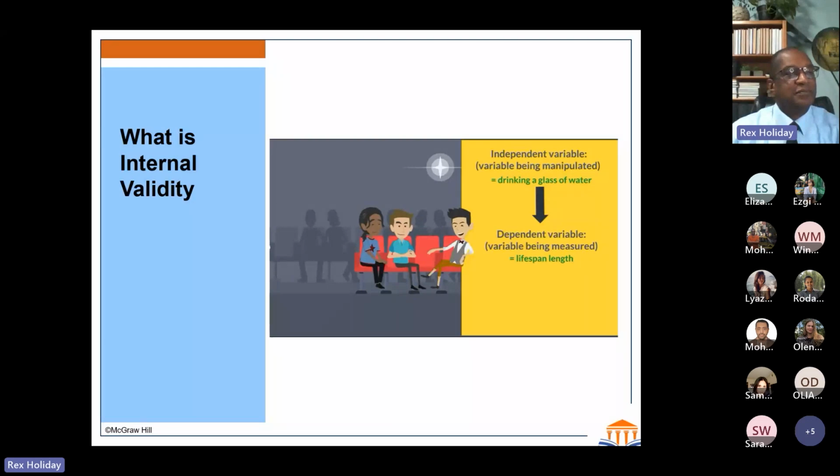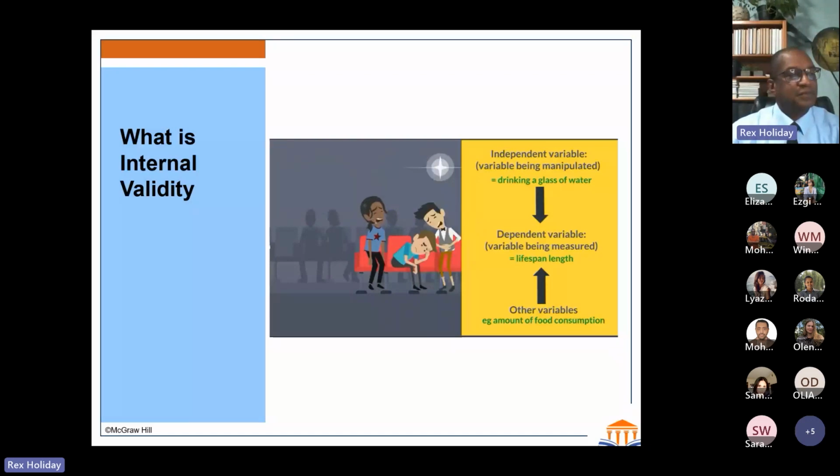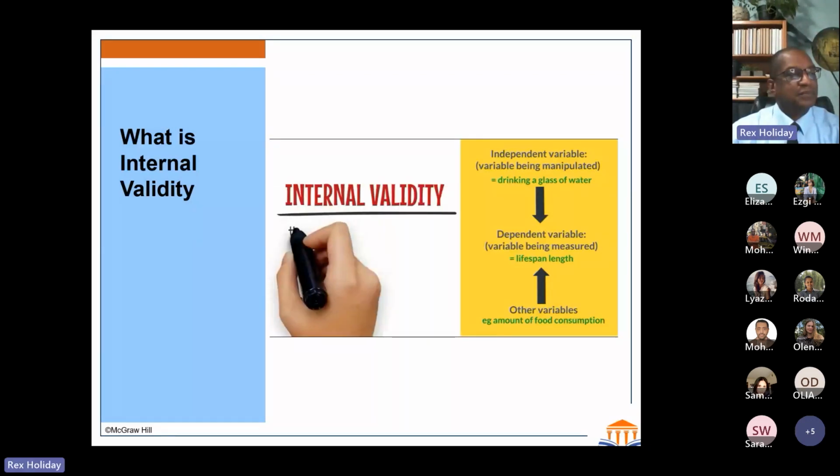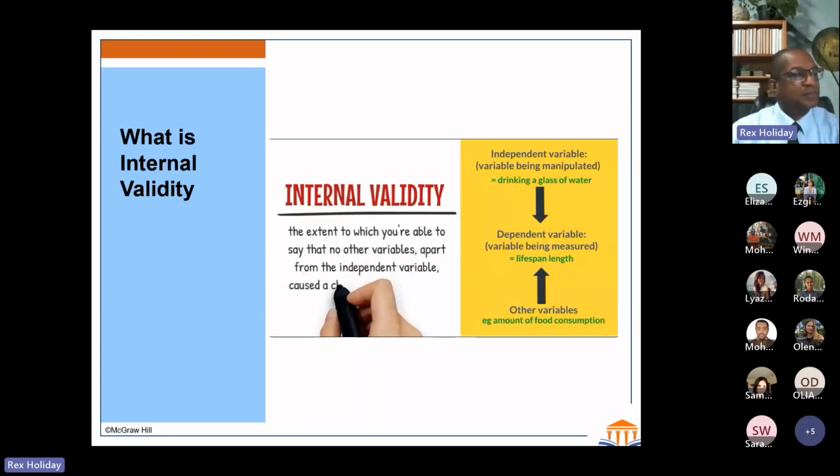In this lifespan experiment, there are, of course, many other factors besides the independent variable that influence the dependent variable, the least of which is locking people in a room and not feeding them for 80 years. This is what internal validity is all about. It's the extent to which you're able to say that no other variables apart from the independent variable cause the resultant change in the dependent variable.